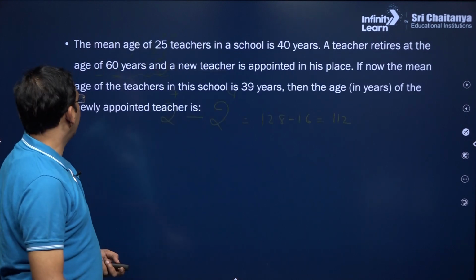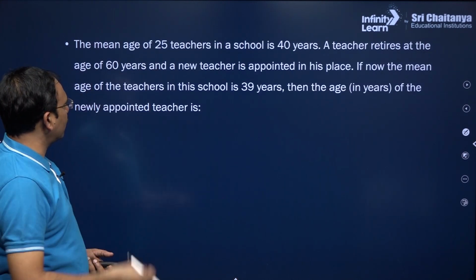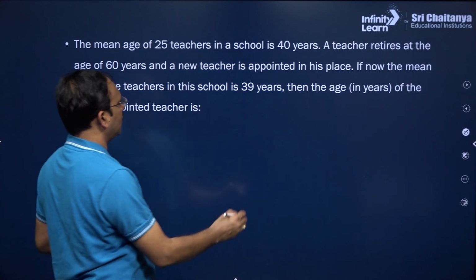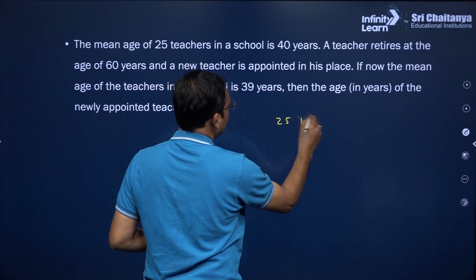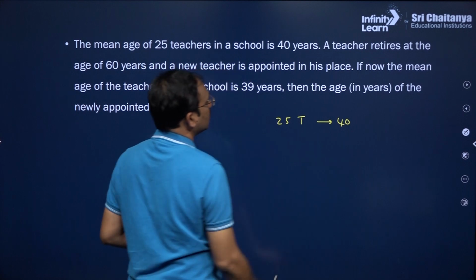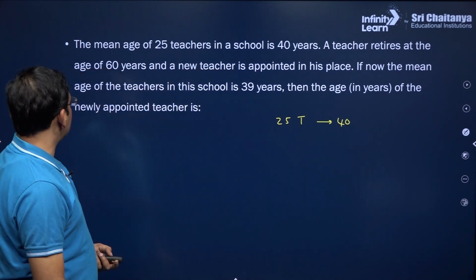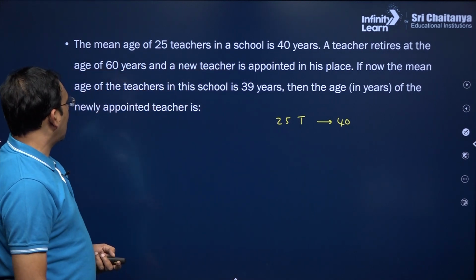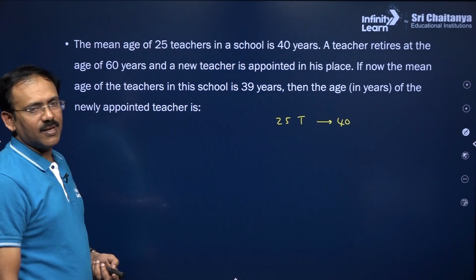That's all. Next, you see the mean age of 25 teachers in a school is 40. Okay, there are 25 teachers, average age is 40. A teacher retires at the age of 60 and a new teacher is appointed in his place.